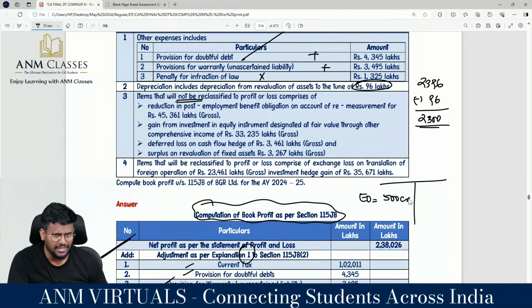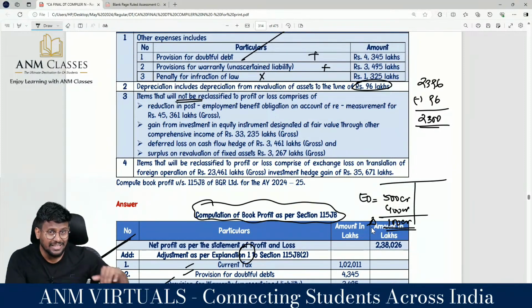But because of the introduction of Ind AS, what Ind AS is saying is that 500 crores is not required. You need only 400 crores. So you are going to change 100 crores. So what you will do, you will debit the liability because you have created excess liability, and you have credited that amount to the P&L account.